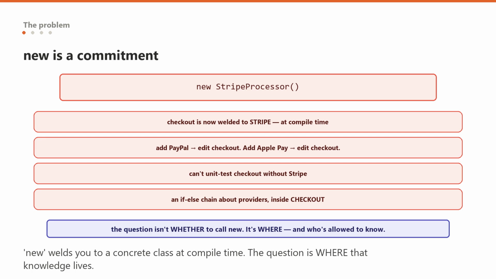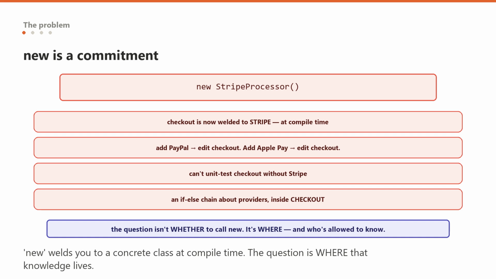Your checkout code says, new Stripe processor, and that one line has done something worse than you think. Your checkout is now welded to Stripe, not to the idea of a payment processor, to Stripe, the concrete class at compile time. So when you add PayPal, you edit checkout, add Apple Pay, edit checkout again, and your checkout code fills up with an if-else chain about payment providers, which is not what checkout is for.